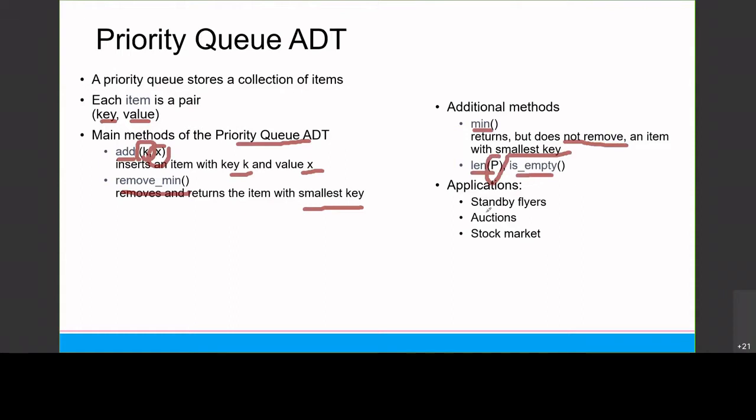Some applications are standby flyers, which is also one application, or auctions. Do you know auctions? I think in the old days you had auctions. You want to sell something, and then you want to bid. If your price is higher than the others, then you will have the priority to get the item. So that kind of thing is a kind of priority queue. Another is the stock market. If you want to buy some stock and you are in the queue, but you buy a higher lot or a higher number of stocks, maybe you will get the priority. Something like that.